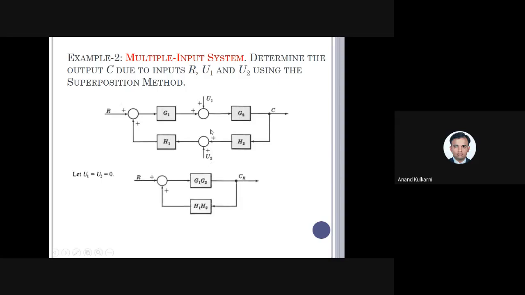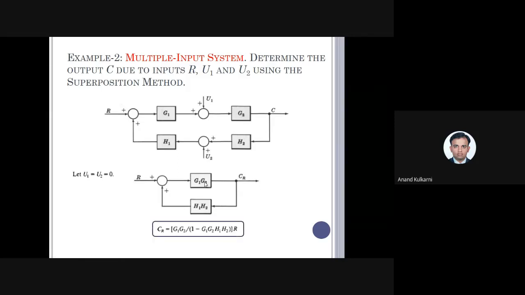Here, what is the condition? As I told, if there are 3 inputs, we have 3 parts, and all 3 parts' solutions have to be added. If there are 2 parts, 2 solutions are added. In this condition there are 3 input signals, so U1 and U2 are made 0. As U1 and U2 are 0, G1 and G2 are in cascade, and H1 and H2 are in cascade. We get G1 G2 divided by 1 minus G1 G2 H1 H2.